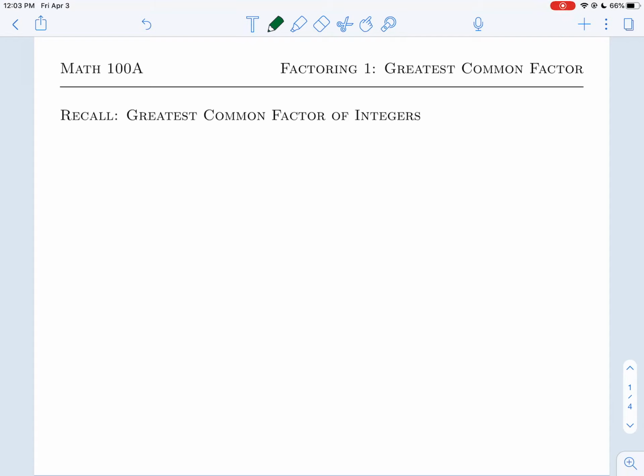So in this video, we're not actually going to talk about what factoring is or how we factor polynomials. We're just going to talk about a tool we're going to come back to time and time again that's going to help us with factoring.